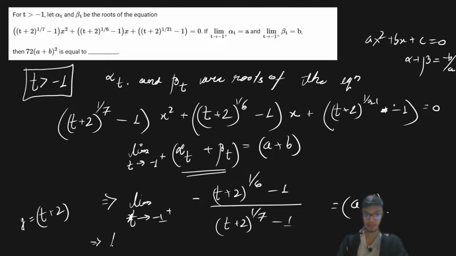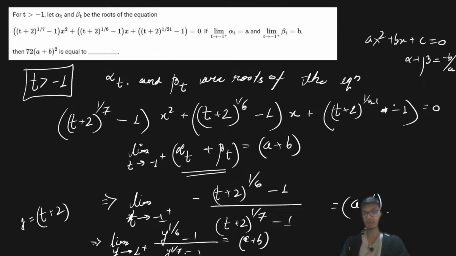In this case, my limit will become the right hand limit at y equal to plus 1. And this is going to be y to the power 1 by 6 minus 1 divided by y to the power minus 1 by 7 minus 1, and that can be found as, so this is basically given as a plus b.